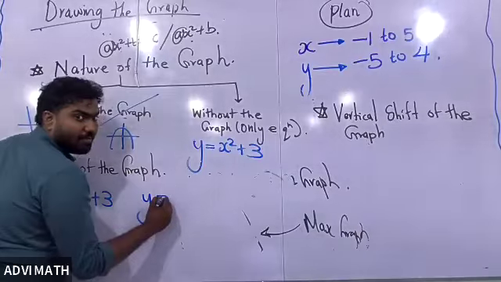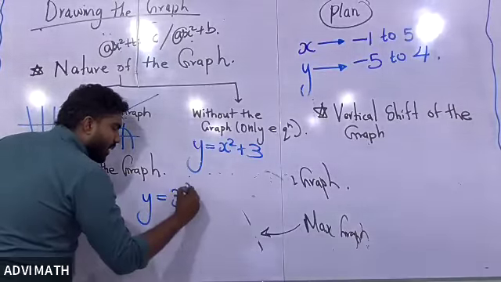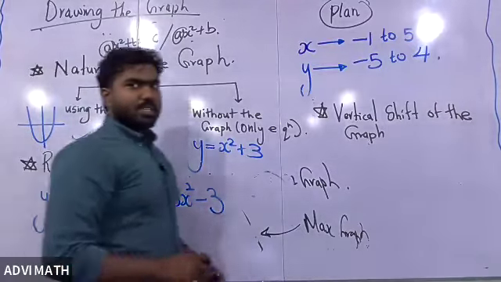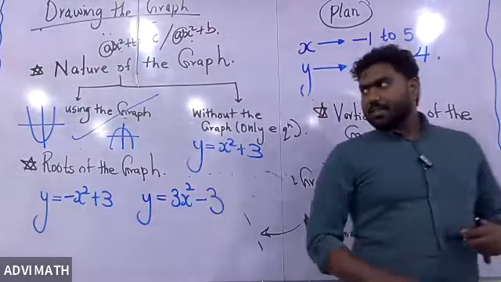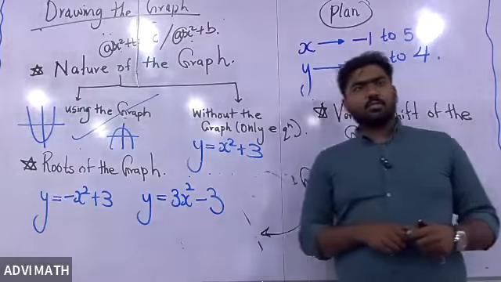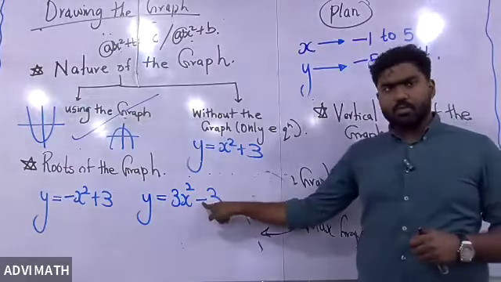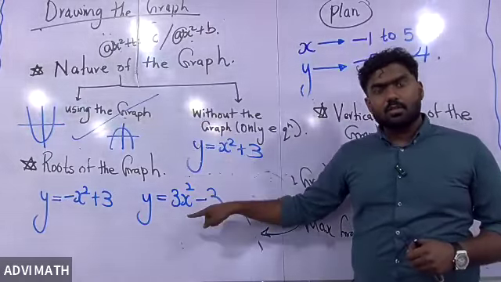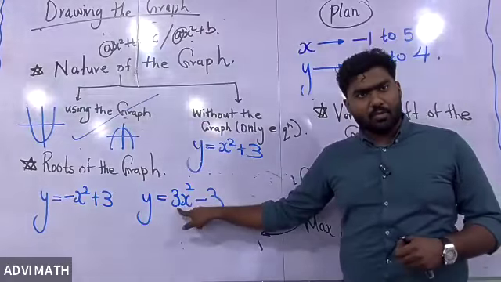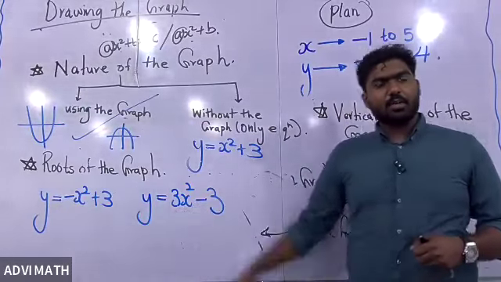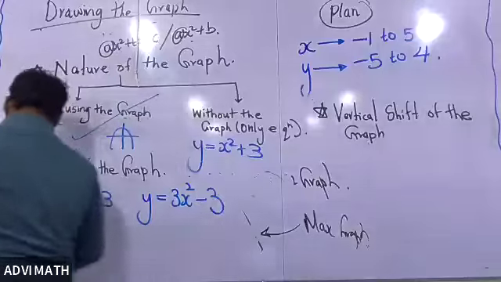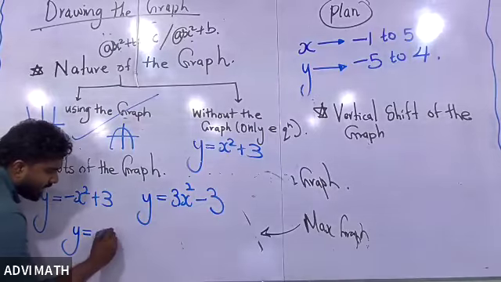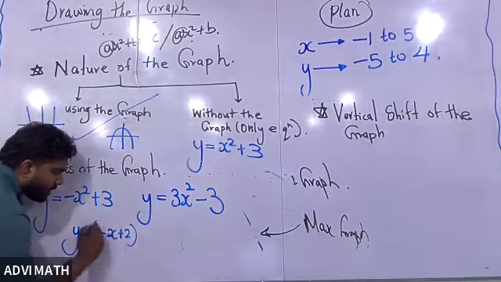Y equal 3x squared minus 3. Arkam, Semi, what is the nature of this graph? Minimum graph. Why minimum? It is minus here. Minus means maximum. The coefficient of x squared is what? Positive. So this is a minimum graph. Why? Y equal minus x plus 2 whole thing squared.